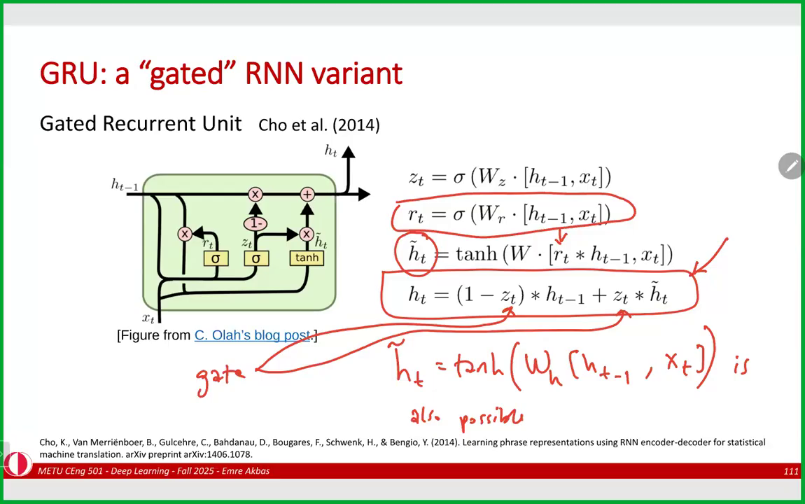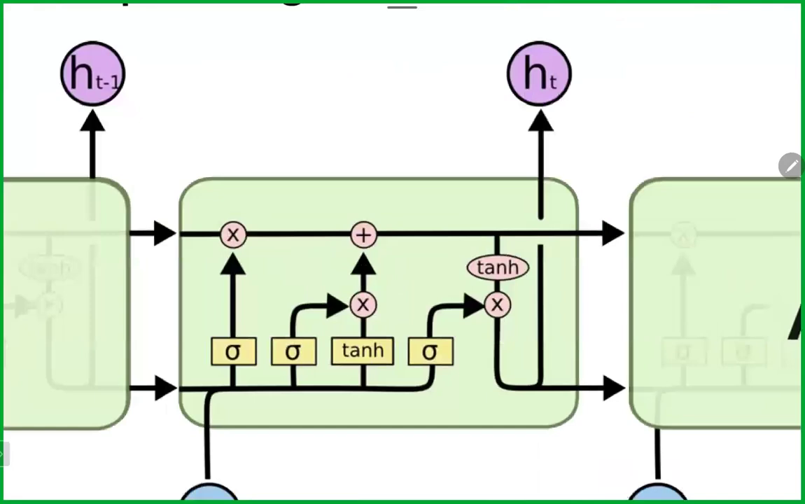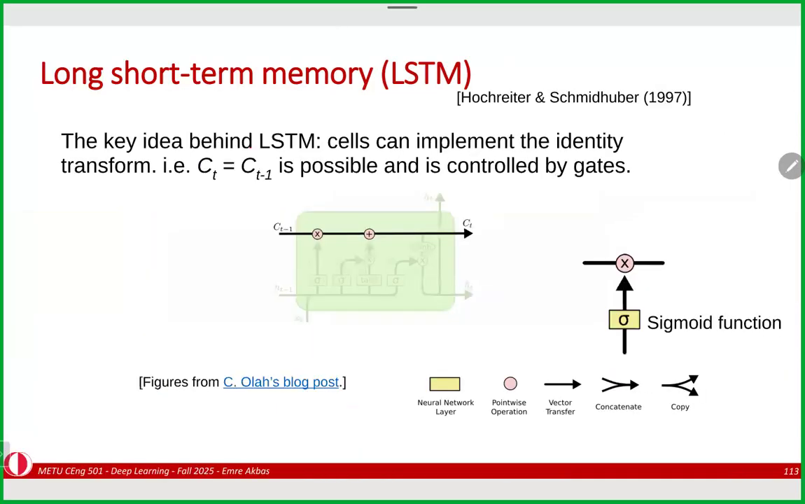Okay, so this is GRU and LSTM. LSTM, an earlier proposal from 1997, is very similar to GRU. Actually, GRU was inspired by LSTM. It's a simplified version of LSTM. LSTM, as you can see, is complicated. This is the machinery inside LSTM. Let's try to look at what's happening inside.